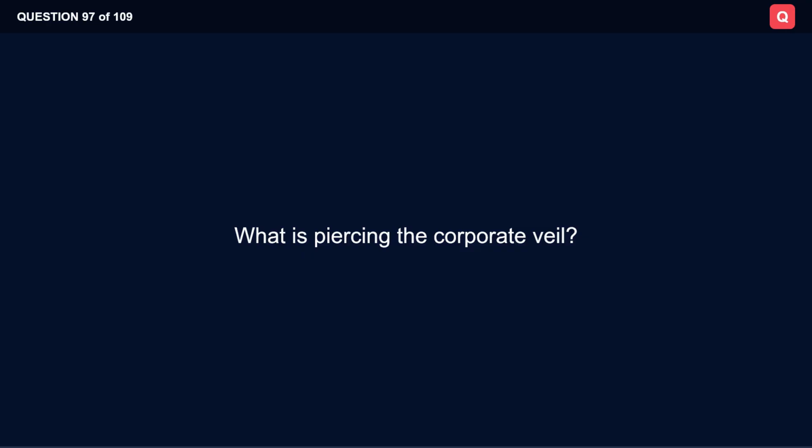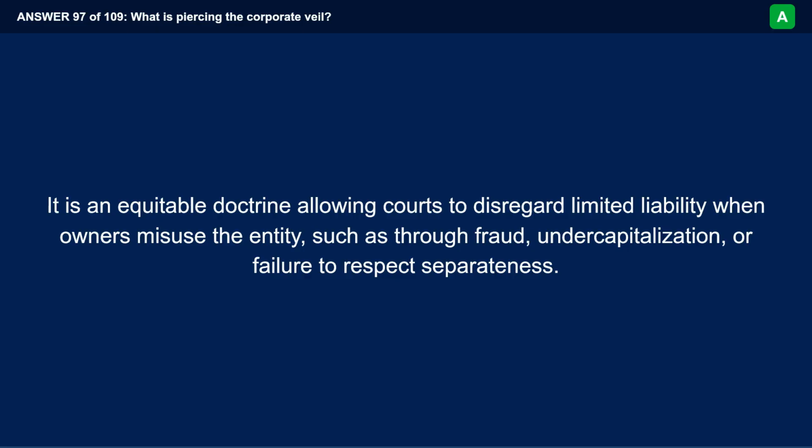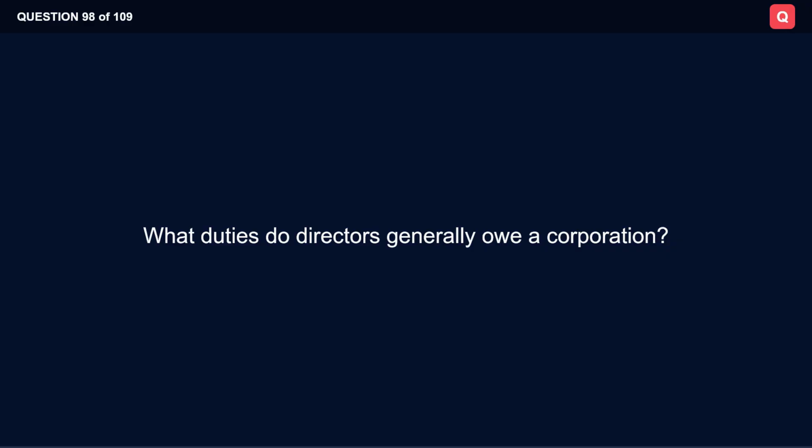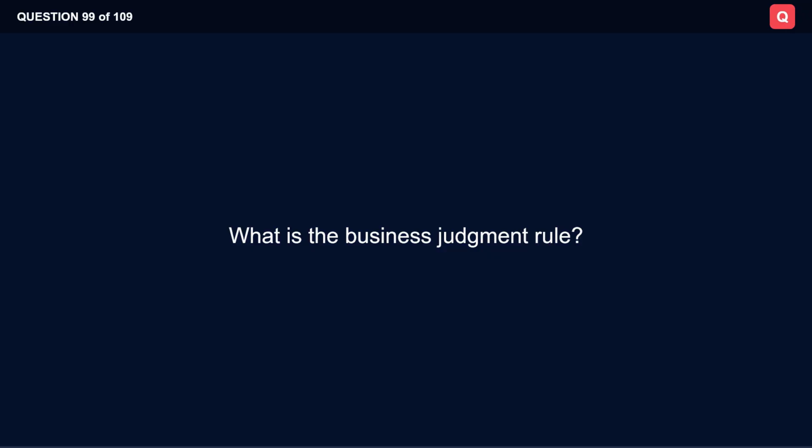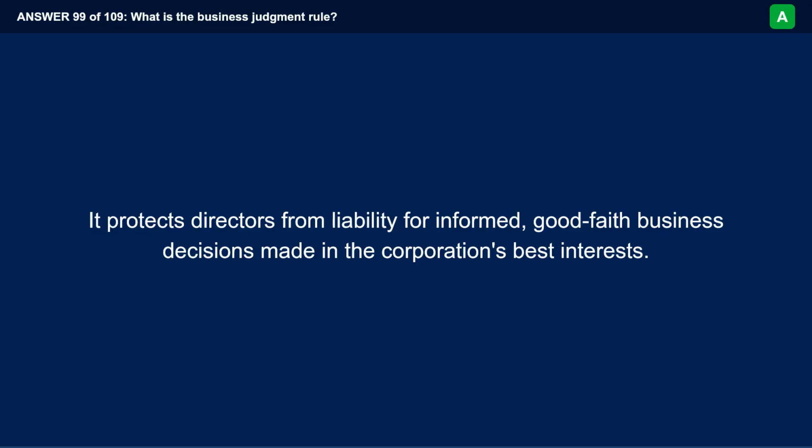What is piercing the corporate veil? It is an equitable doctrine allowing courts to disregard limited liability when owners misuse the entity, such as through fraud, undercapitalization, or failure to respect separateness. What duties do directors generally owe a corporation? Directors generally owe duties of care, loyalty, and good faith. What is the business judgment rule? It protects directors from liability for informed, good faith business decisions made in the corporation's best interests.